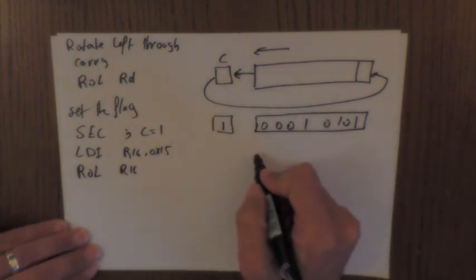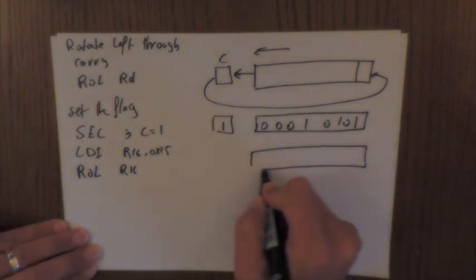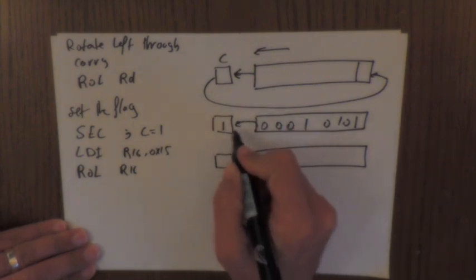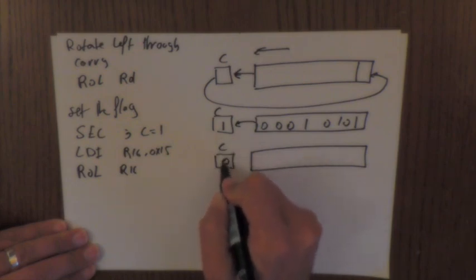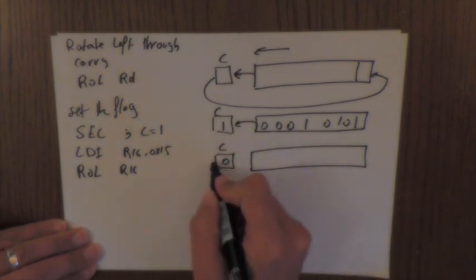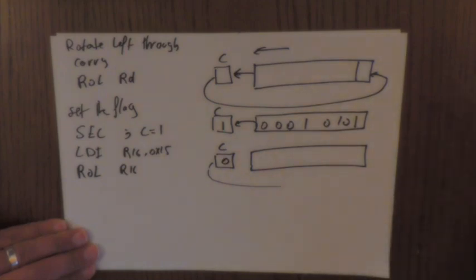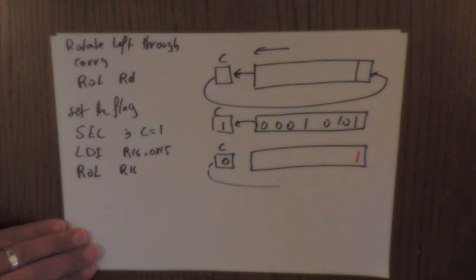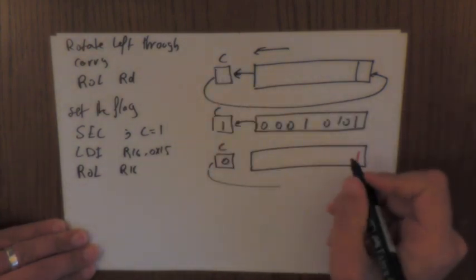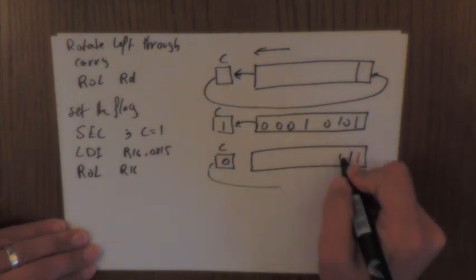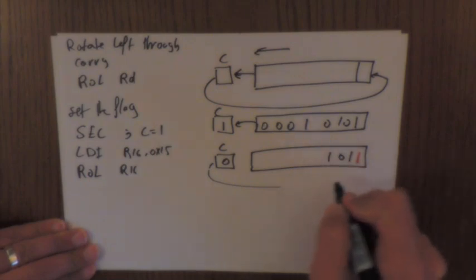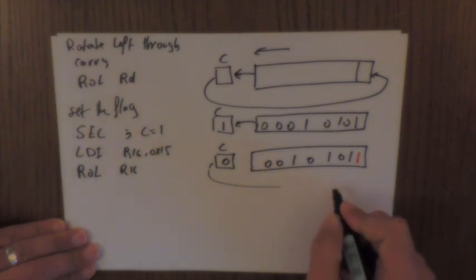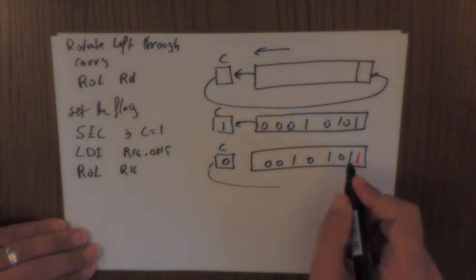You will notice that this 0 will be inside the carry. It's the carry. And this one will go over here. So what we have is 1 from the carry, and all the bits are shifted like this. So we have 1, 0, 1, 0, 1, 0, 0. This is the new value after another rotate.